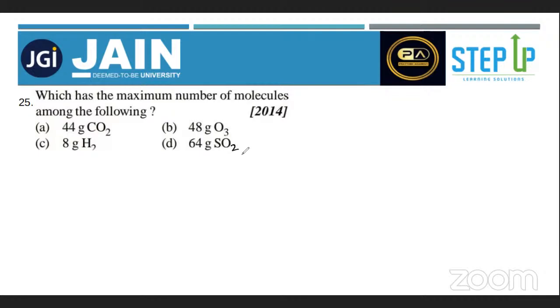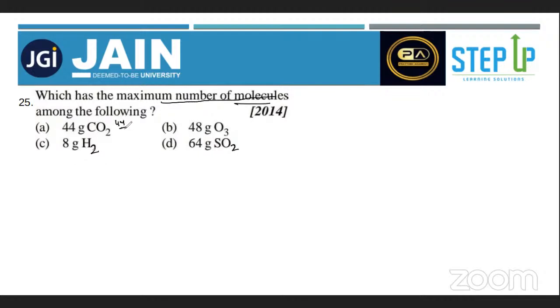SO2. Okay, so we have to find out which has the maximum number of molecules. What is easiest for me is that I'll convert everything into terms of number of moles, and then I can find out the number of molecules by multiplying it by the Avogadro number. So if I'm trying to find out the number of moles for the first case, it will be how much?